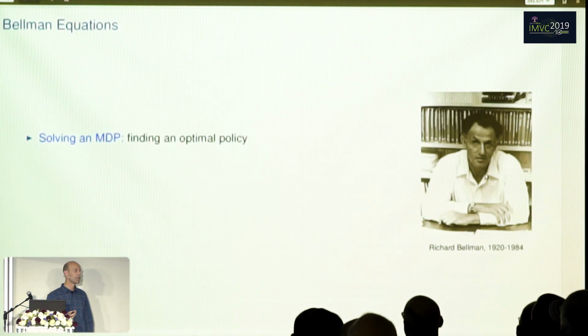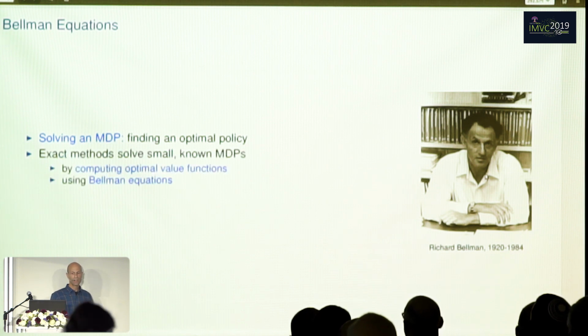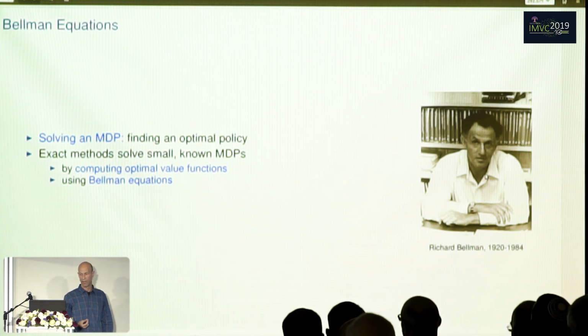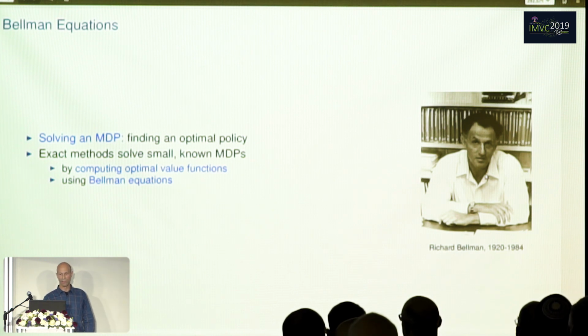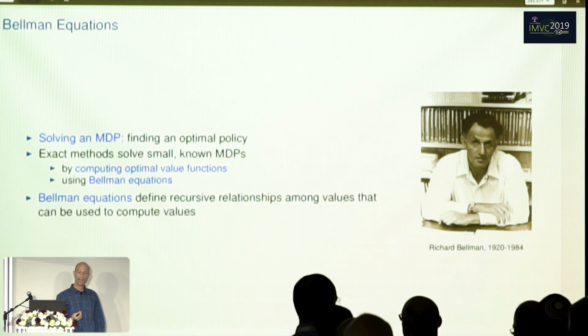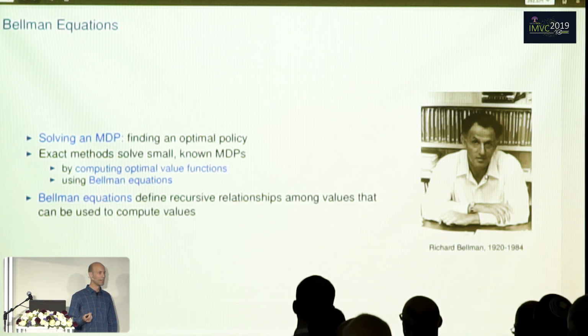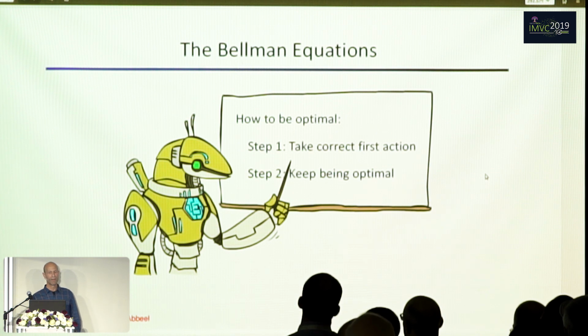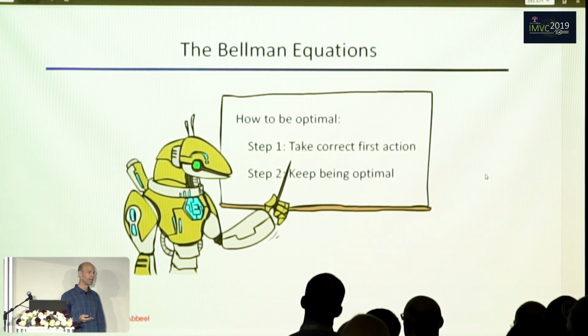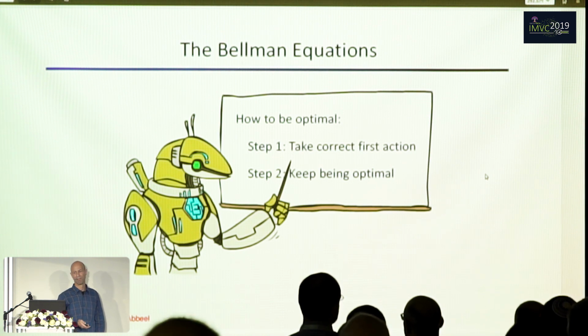Okay, definition: solving an MDP means finding the optimal policy. Exact solution methods can solve small and known MDPs by computing optimal value functions using Bellman equations. Bellman equations were introduced by Richard Bellman, and they define a recursive relationship among values that can be used to compute values. What do I mean by that? In brief, what the Bellman equations tell you is that if you want to be optimal, step 1, start by taking the right action, and step 2, keep being optimal.